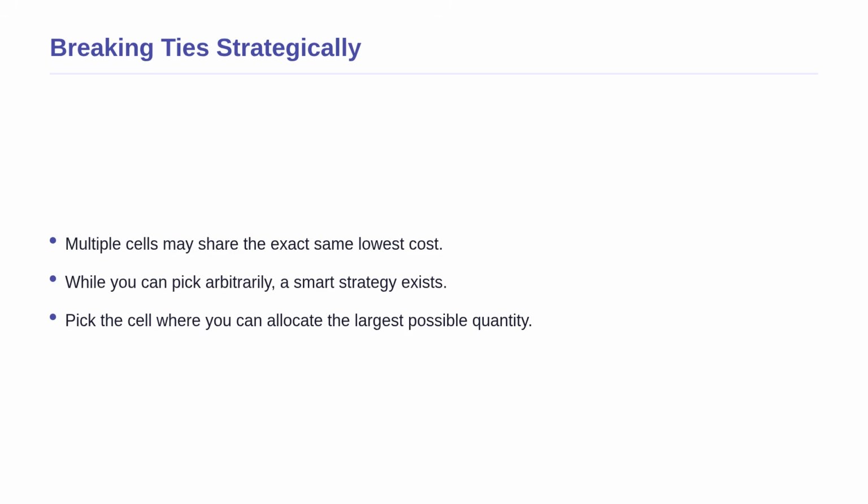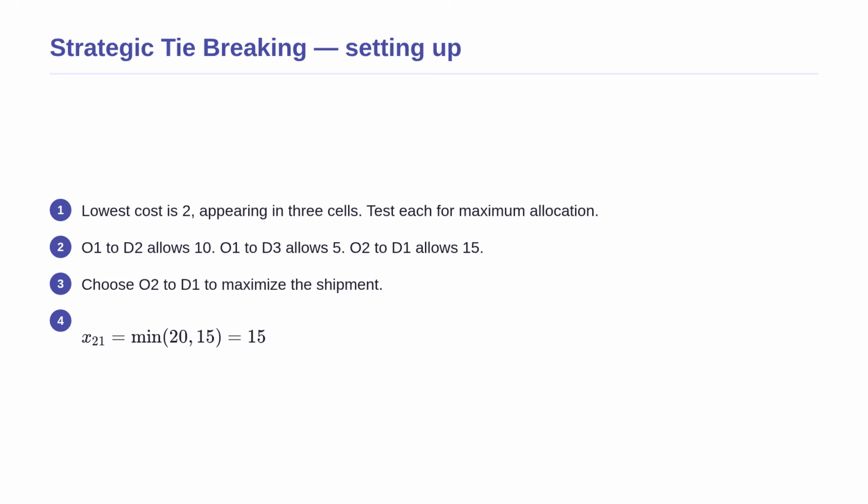Let us look at how this works in practice. Let us apply this strategy to a new grid with 2 origins and 3 destinations. The lowest cost in the whole grid is 2, but it appears in 3 different places. Our strategy is to test each one to see which allows the biggest shipment.